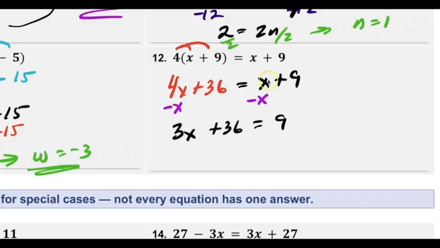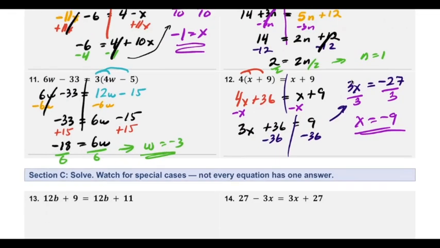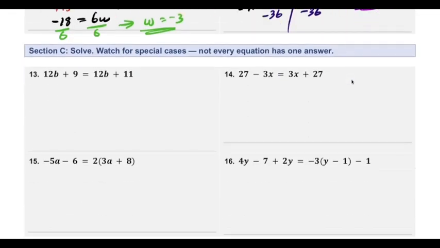equals 9. Subtract the 36 from both sides. Probably should put the line, I always forget. I'm going to get 3x equals 9 minus 36 is negative 27. Then we just got to divide by 3. X equals negative 9. Like that. Okay, a few more. Let's keep on going.